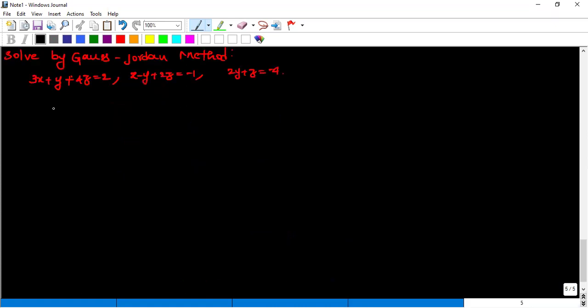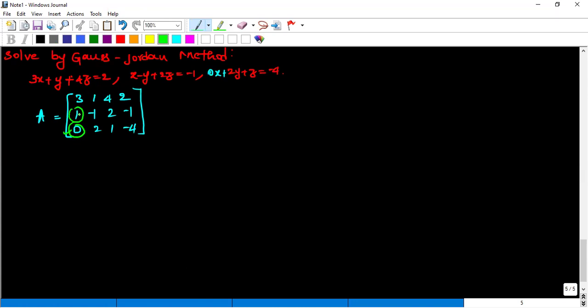First, we need to write the augmented matrix. I am going to write a matrix over here. First, I am writing 3, 1, 4, 2. 1, minus 1, 2, minus 1. Here there is no x variable, so I can write 0x plus, which is nothing but 0, 2, 1, minus 4. This is the augmented matrix which we have written. Now what we need to do? In our first step, we should make this particular element and this element 0. Already this element is 0, so we need not worry about row 3.